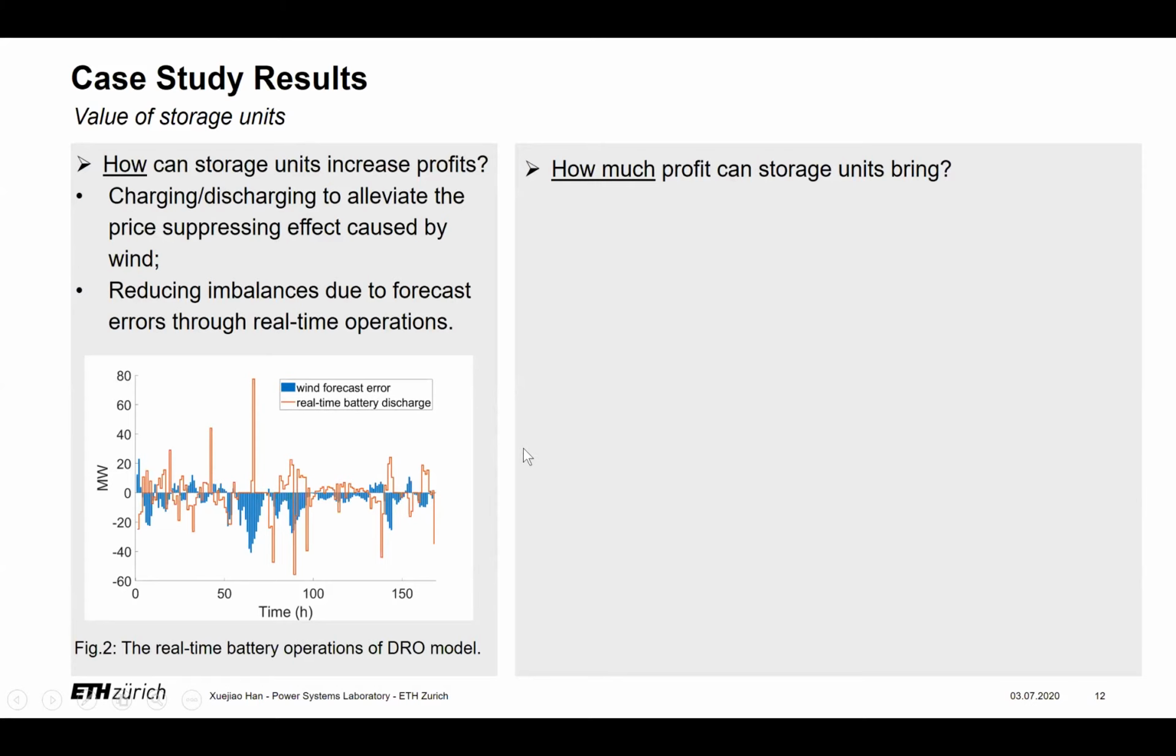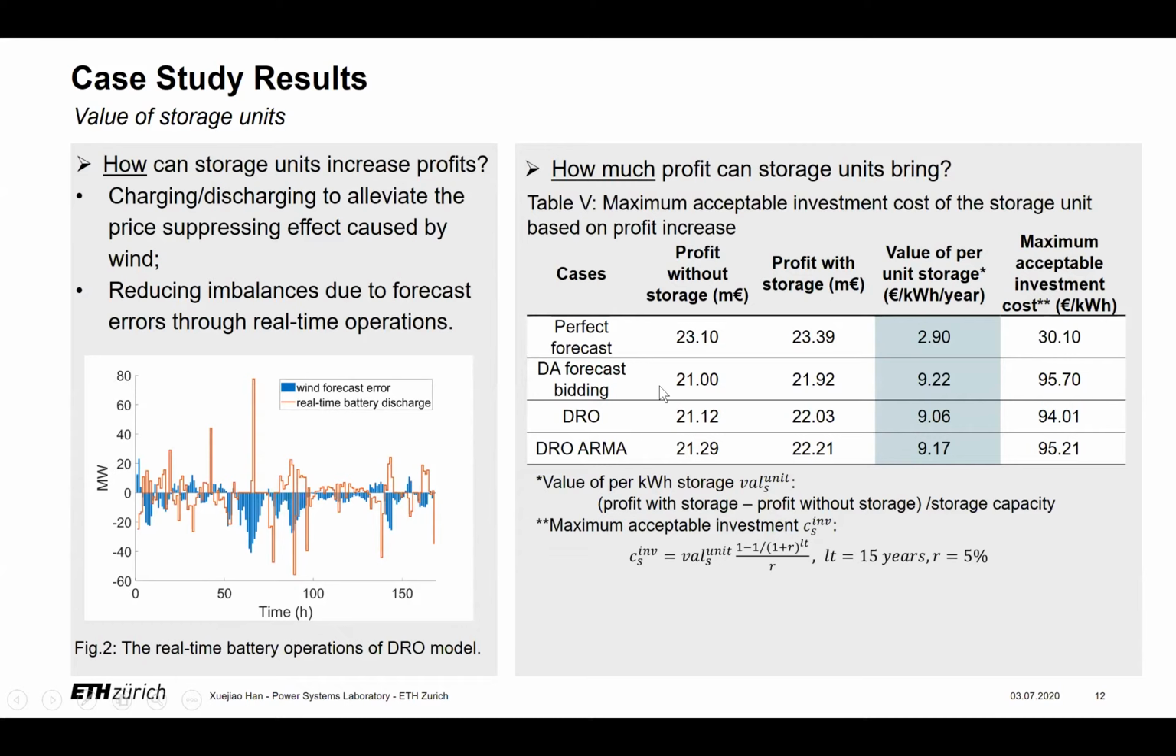So now let's see how much profit storage units can bring us. In this table, we present the results of 4 different cases with and without storage units. The value per kilowatt hour of storage is calculated as the yearly difference between the corresponding cases with and without storage, divided by the capacity of the storage unit. And the maximum acceptable investment is calculated using the annuity formula, and a discount factor of 5% and a lifetime of 15 years are assumed.